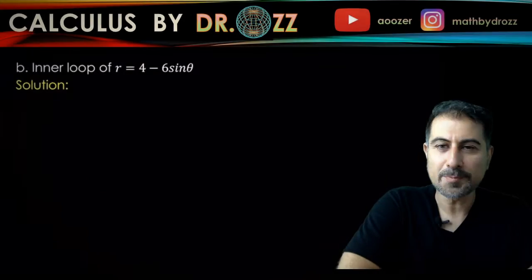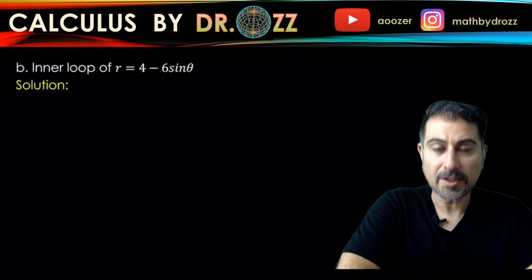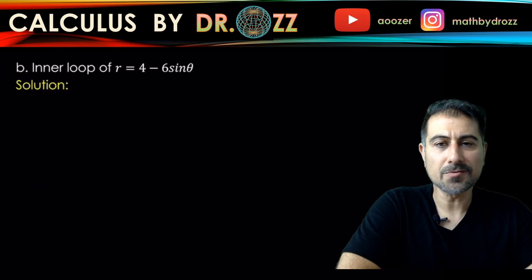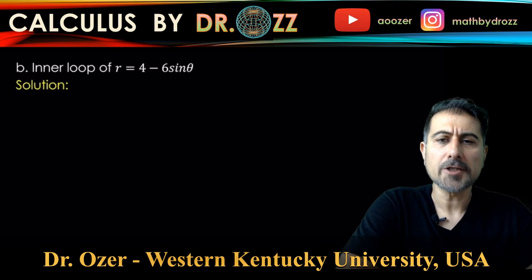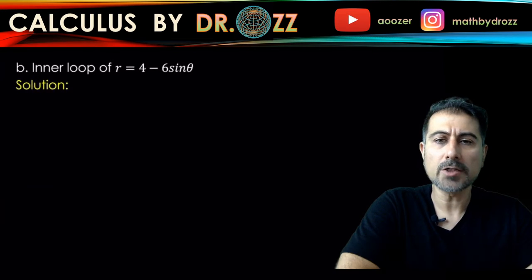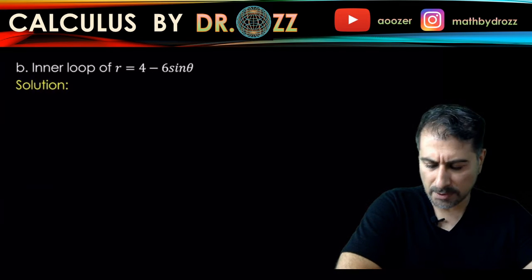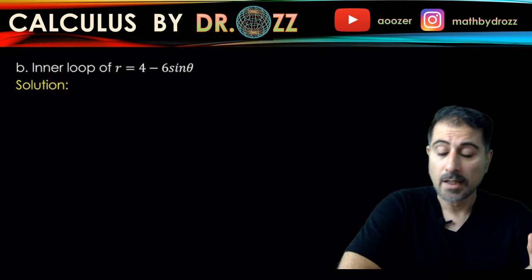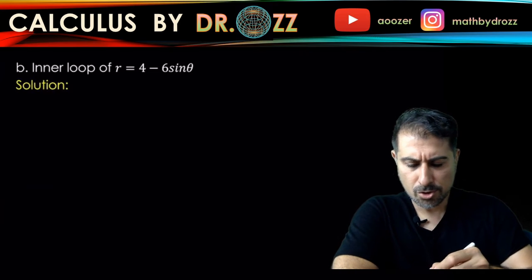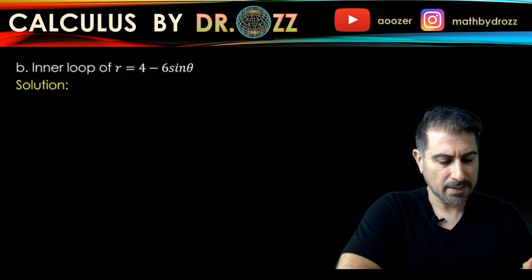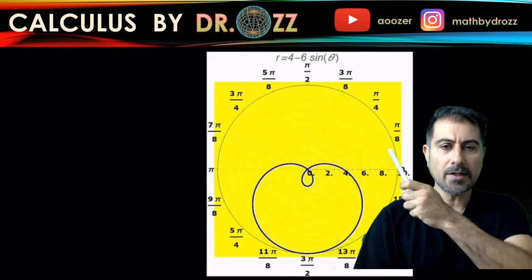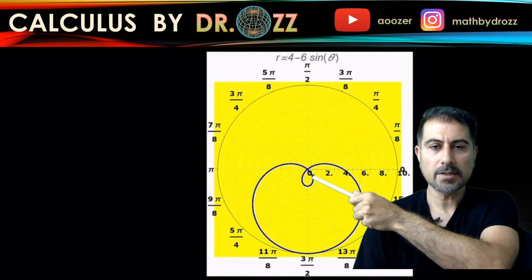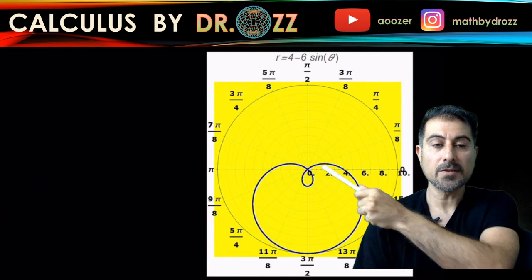All right, we're in part B. We're looking at the inner loop of r equals 4 minus 6 sine theta. Please go ahead and graph r equals 4 minus 6 sine theta and see what the inner loop looks like, because that's the starting point. You should be able to have this kind of graph here. As you see, the inner loop is right here. So we're going to find the area of this inner loop.